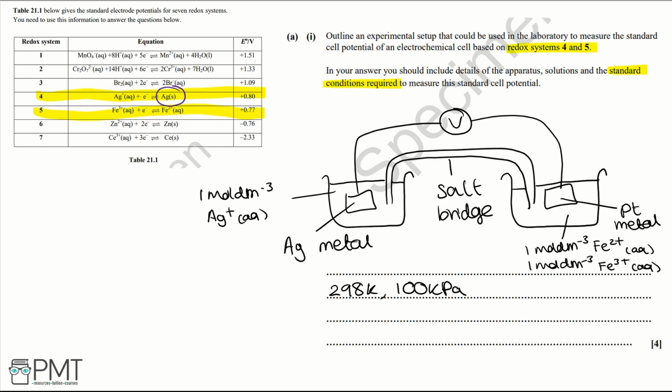In order to get the 4 marks for this question, you must have both cells or half cells correct. So that gets you a mark for each correct half cell. You must have a complete circuit with a voltmeter and salt bridge. That gets you your 3rd mark. And then your 4th mark comes from correctly stating the standard conditions required.